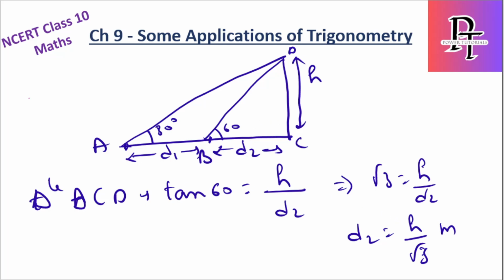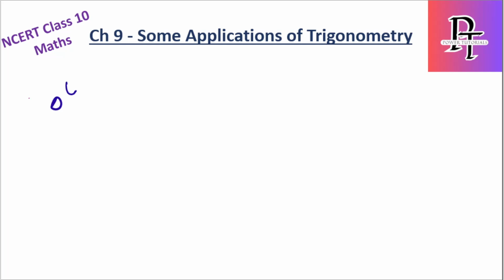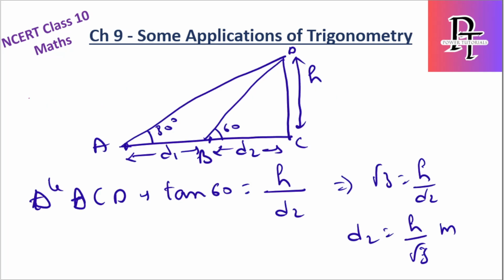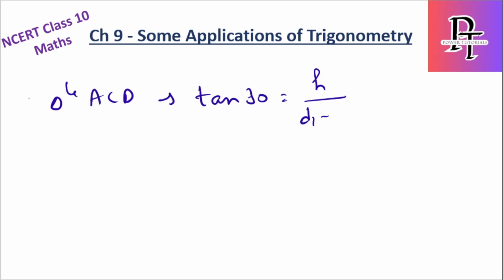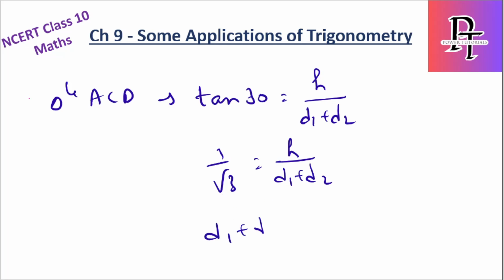Let's take the big triangle now, which is ACD. If we consider triangle ACD, the angle is 30 degrees, so it is tan 30. Tan 30 is the height of the tower, which we set as h, by the bottom, which is d1 plus d2. So tan 30 is 1 by root 3. 1 by root 3 is equal to h by d1 plus d2. If I do cross multiplication, d1 plus d2 becomes h root 3 meters.